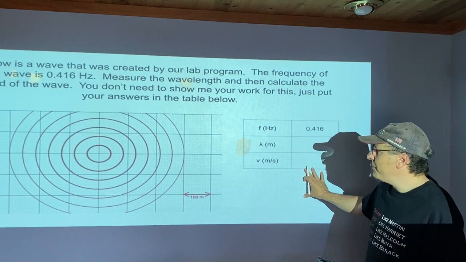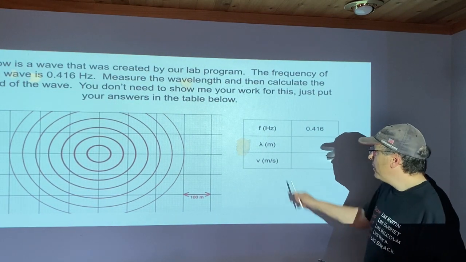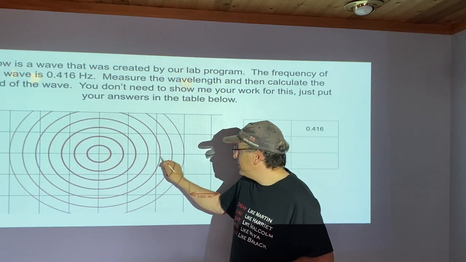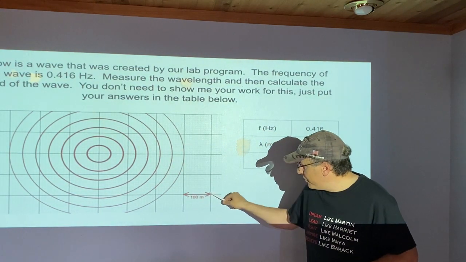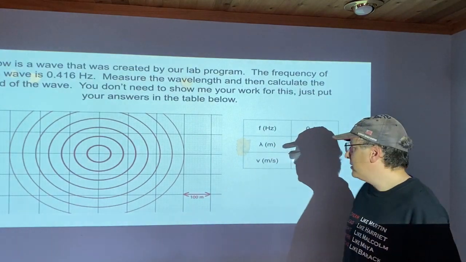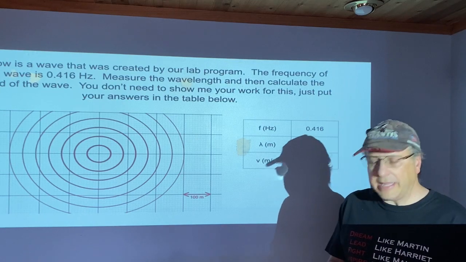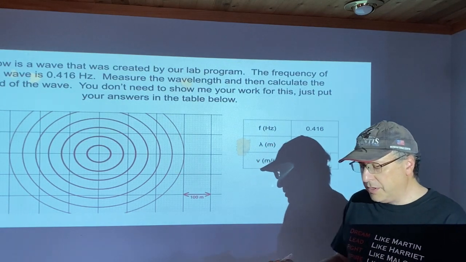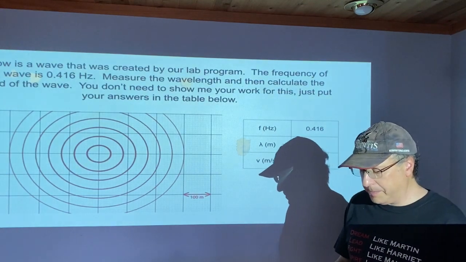This next one, you don't have to show me any work. You just have to put your answers in the box. For wavelength, measure the distance between two adjacent waves. Again, 100 meters is 10 little boxes. Then calculate the velocity. You don't need to show me the calculation. It's pretty simple. Just make sure you put your answers in red in the box for full credit.